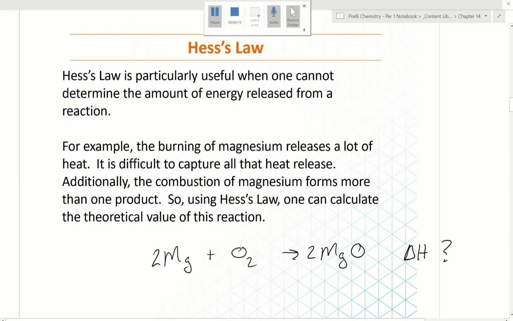However, even though I can't determine exactly how much energy is released from that reaction because it's too fast, it's too violent, and it produces several different magnesium products with the nitrogen in the air, it's a really, really complex thing to try to figure out. We can actually figure it out using Hess's Law.